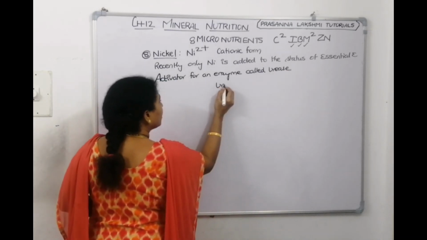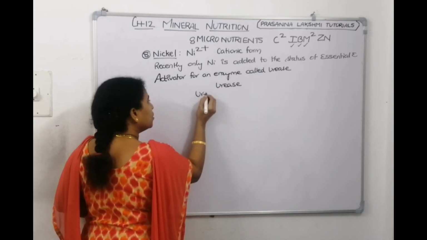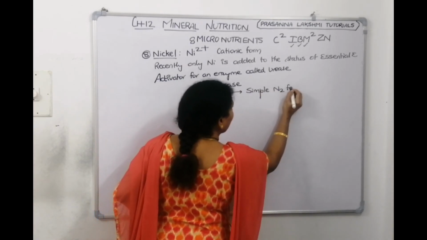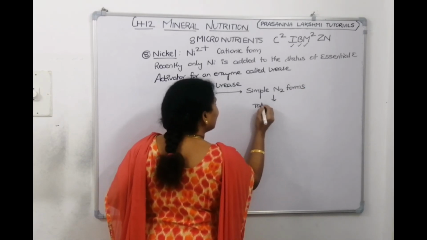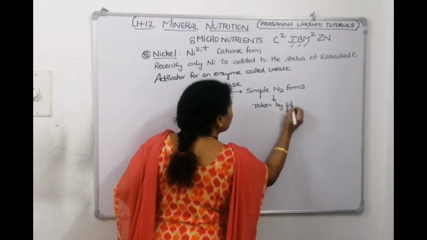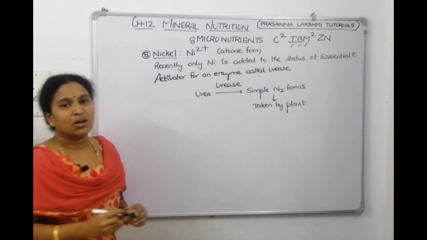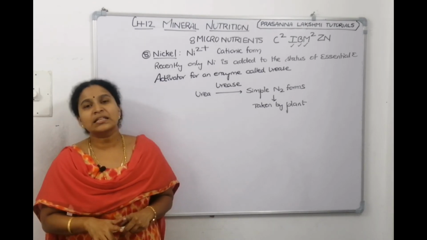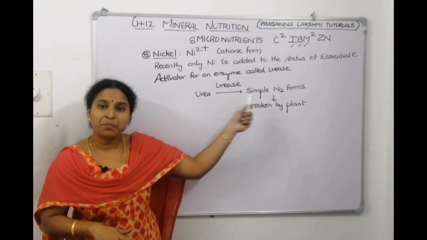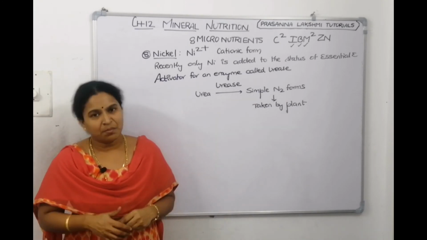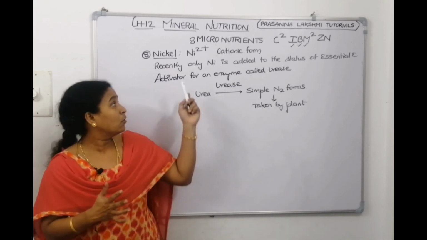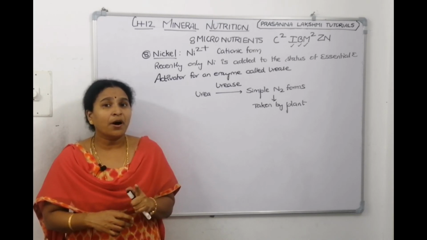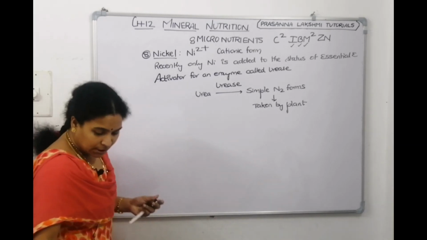So, urease, what will it do? Urease splits urea into simple nitrogenous forms which can be taken by the plant. Urea is a complex compound. Plant cannot absorb urea directly. Plant cannot use urea directly. So the urease enzyme helps in breaking the urea into simple nitrogen forms, and those forms can be taken by the plant. So the role of nickel is to act as an activator for urease enzyme, and nickel is important for iron absorption.